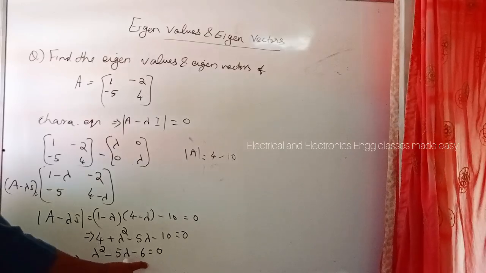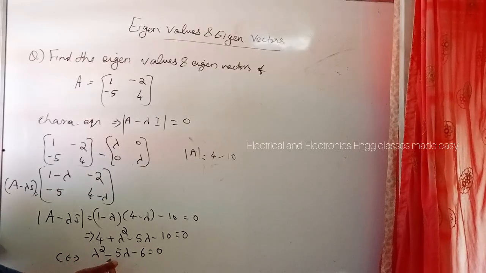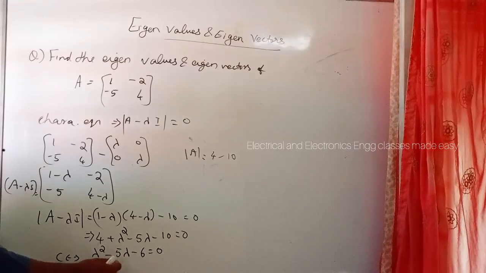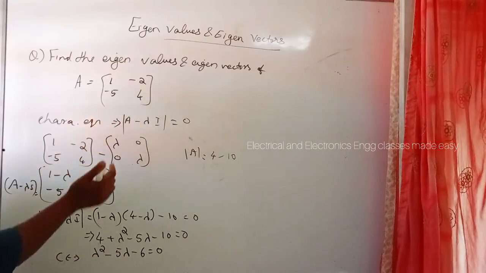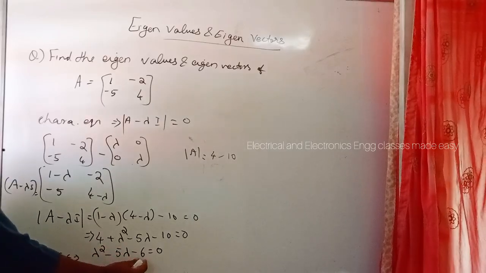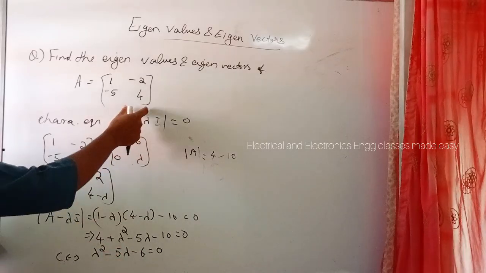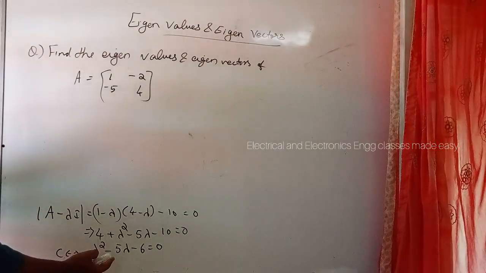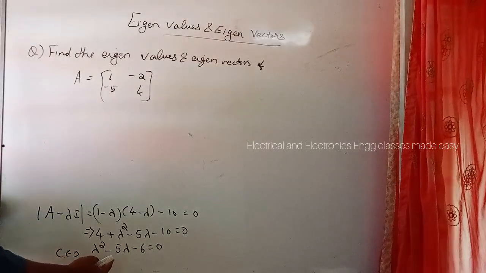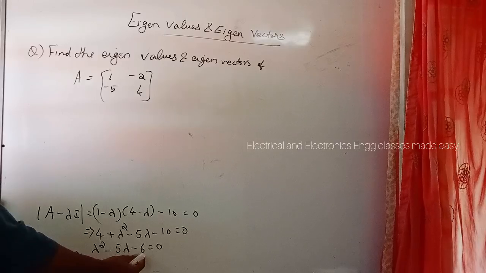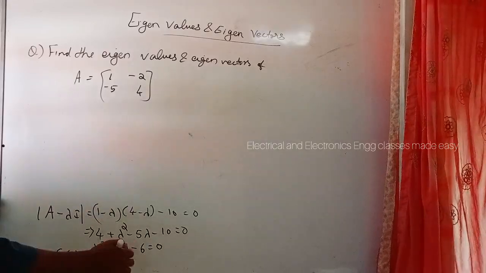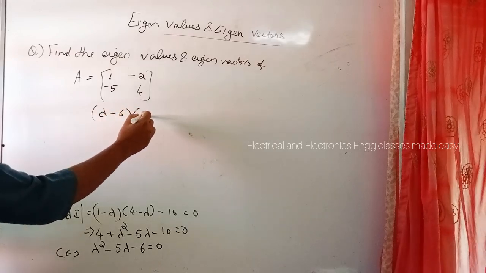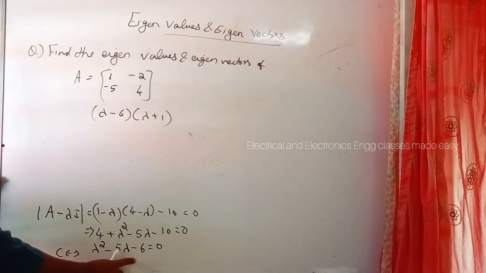So using the properties of eigenvalues, we can find that the coefficient of this lambda is the negative of the sum of the diagonal elements, and this one, that is the product, is the determinant of the matrix. So what are the roots of this equation? This is negative 5 and this is negative 6. So we can factorize it as lambda minus 6 into lambda plus 1.